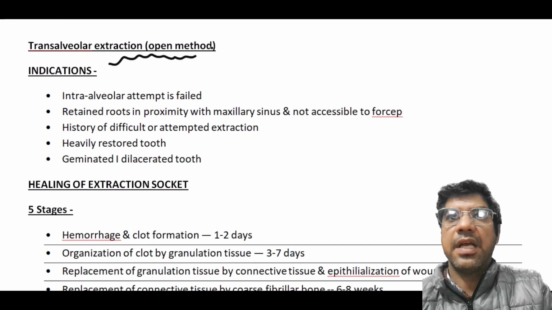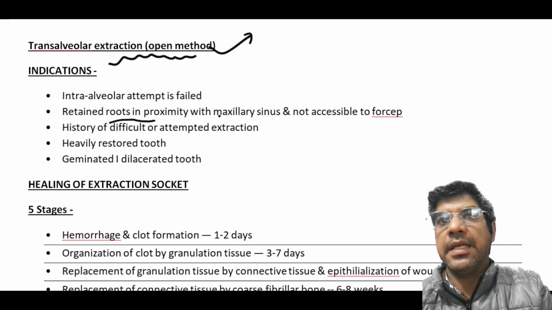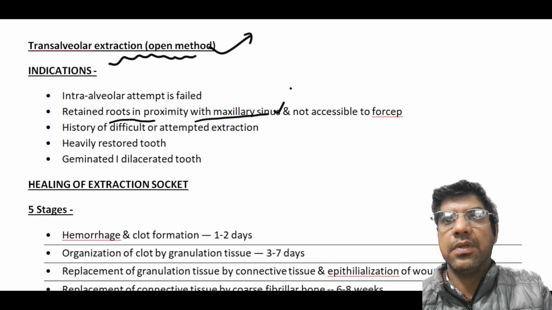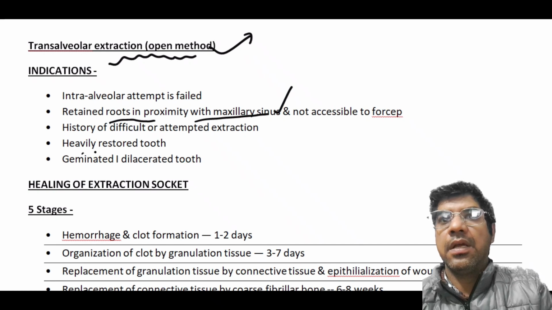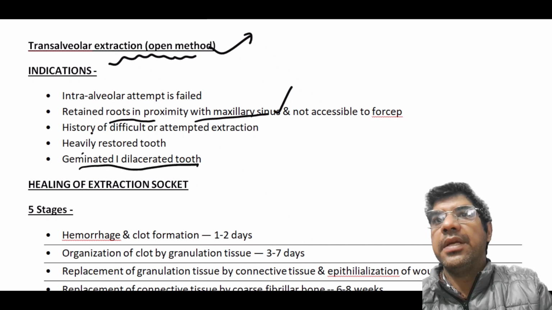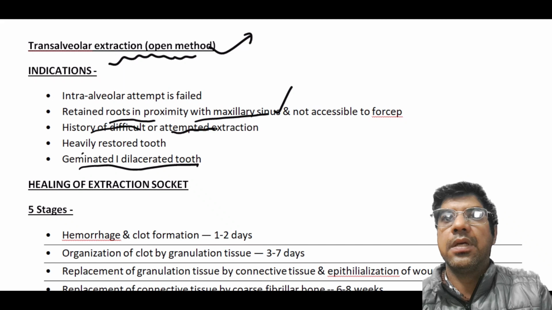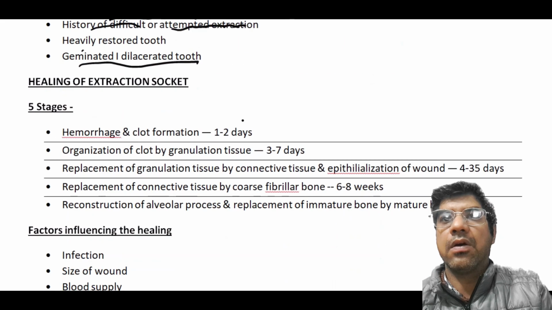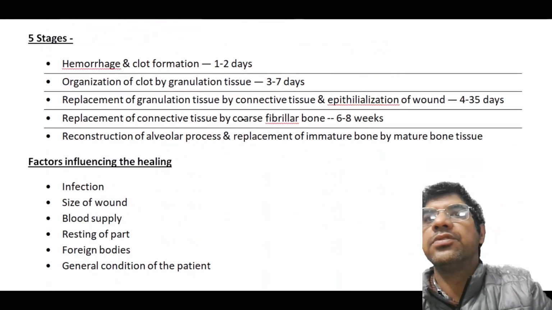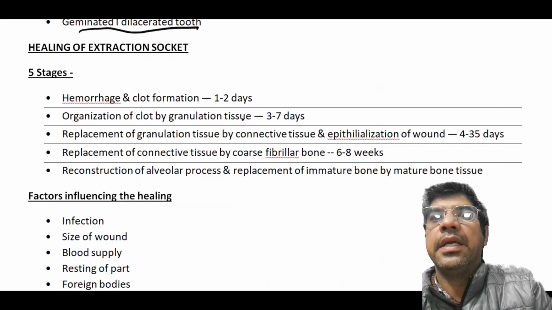Other is the transalveolar extraction. We know it's an open method, and it is indicated in retained roots that are in close proximity with the maxillary sinus, geminated or dilacerated tooth, or history of difficult or attempted extraction. So these are the indications.